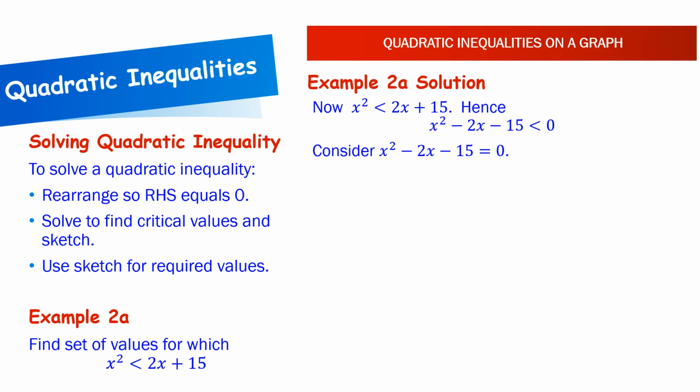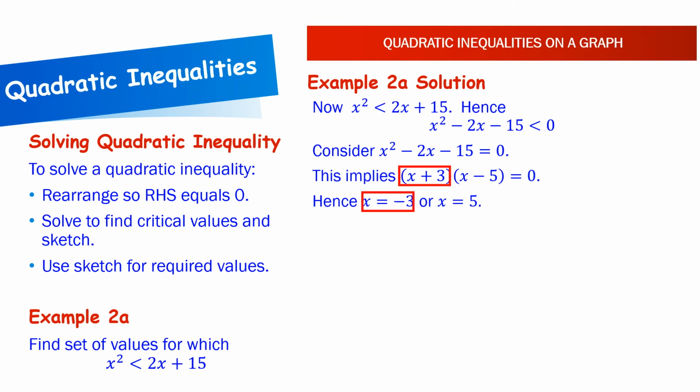Now let's consider when x squared minus 2x minus 15 equals 0. Factorizing gives us x plus 3 times x minus 5 equals 0. And therefore, if this is true, then x equals minus 3 or x equals plus 5. Let's plot this on our graph.